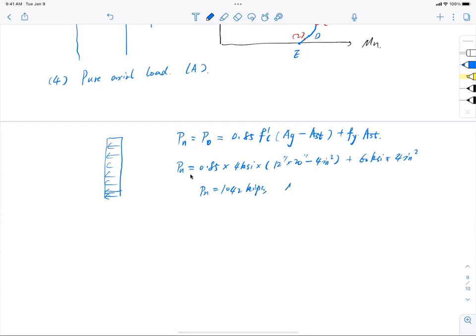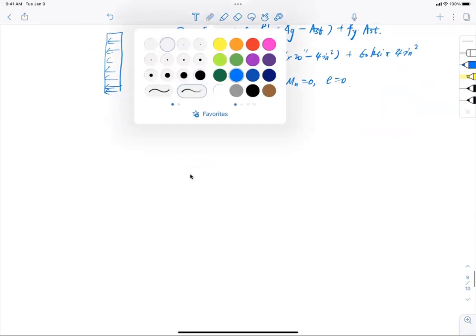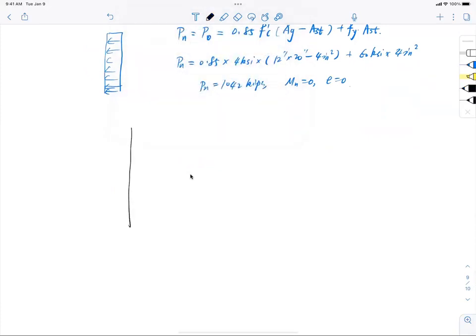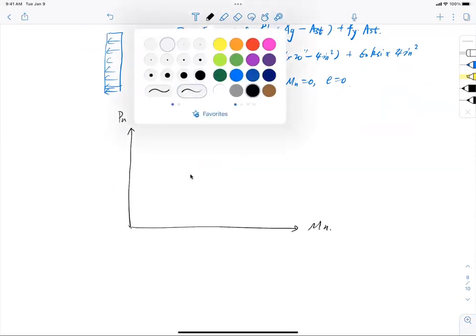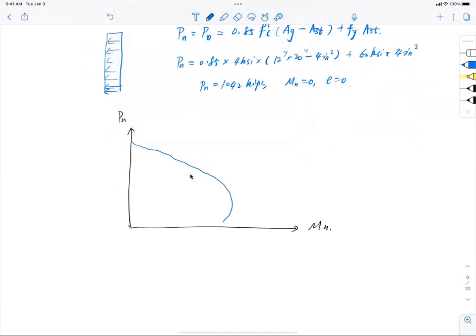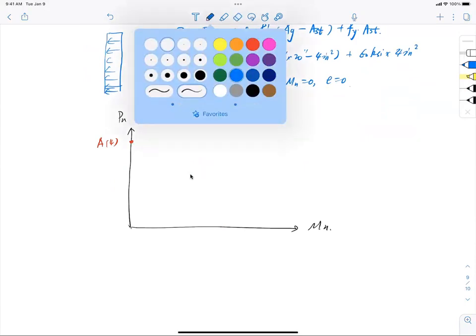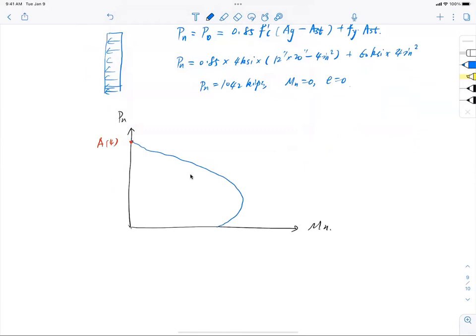And I know that since it's pure axial loading, there's no moment, there's no eccentricity. So drawing this on the interaction diagram, Pn, Mn, and my nice blue button right here, these point A, which is also point 4 here, and B, oh, I haven't calculated B here, but let me just finish this. So B is somewhere here, and D is somewhere here, E is somewhere here.